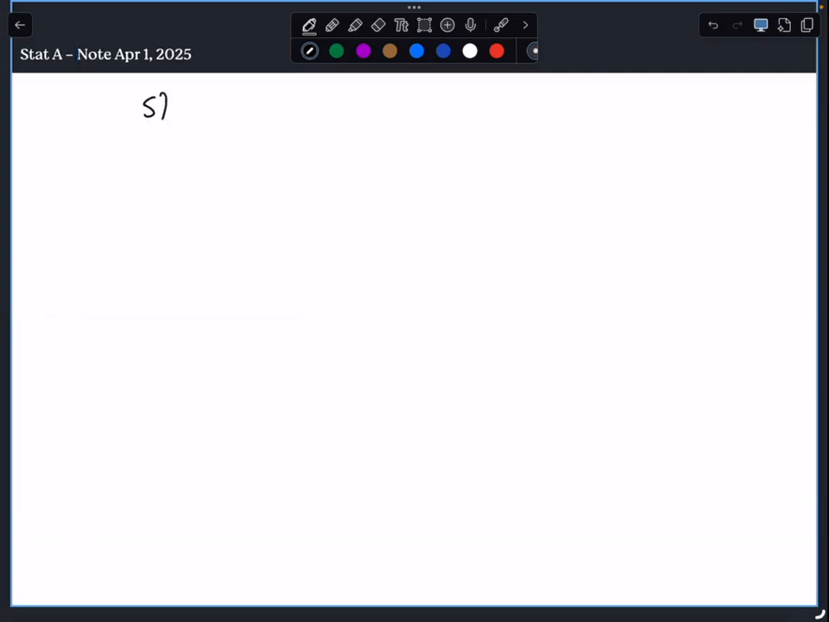Stat A. 8.1.1, sampling distribution of sample proportions.